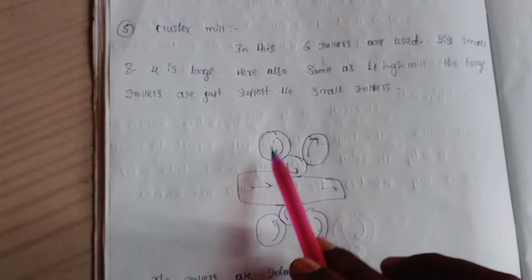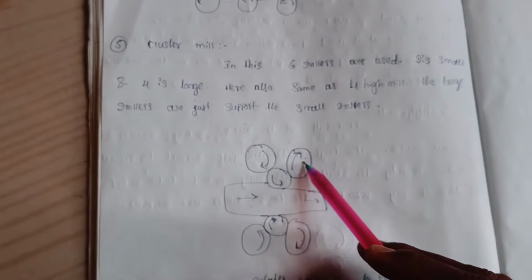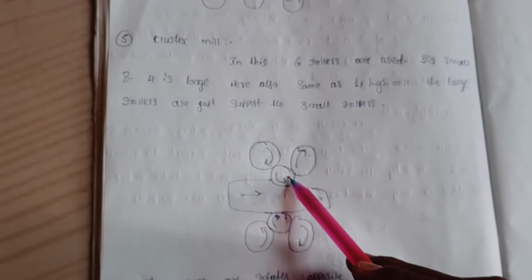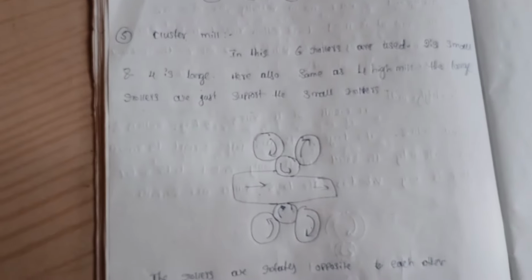These rollers rotate in opposite directions with each other. That means if one is rotating clockwise, the other is rotating anti-clockwise. So each other they are rotating in opposite directions. So this is a cluster mill.